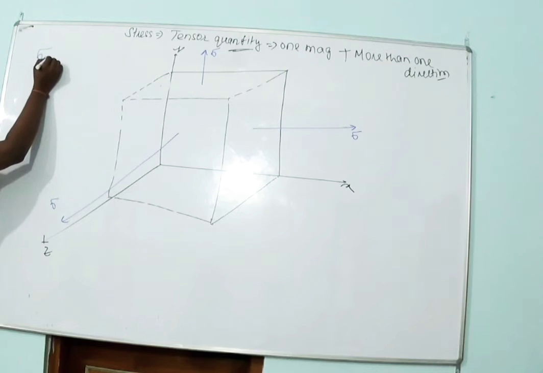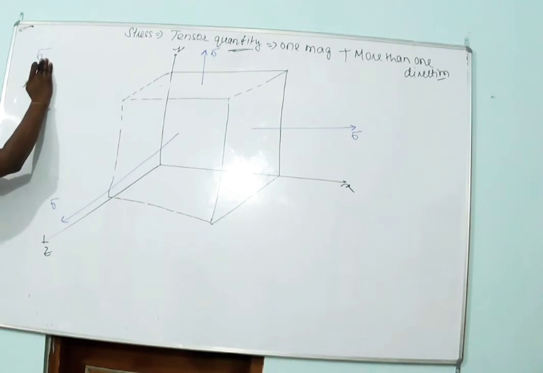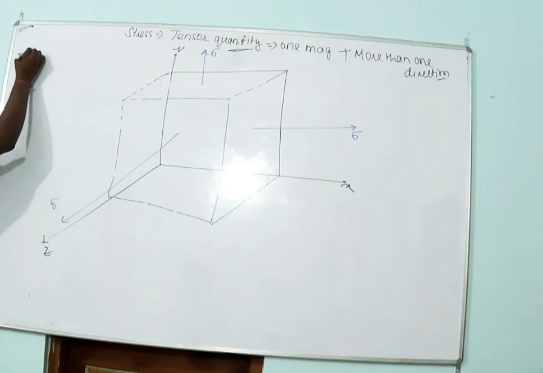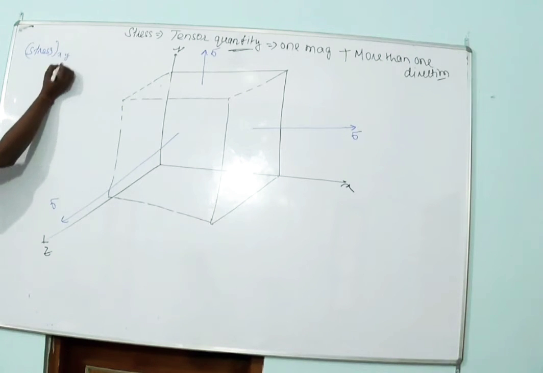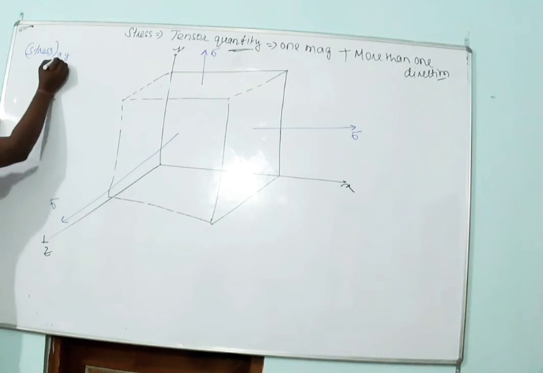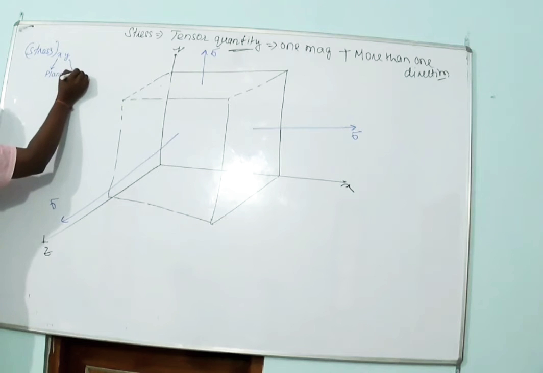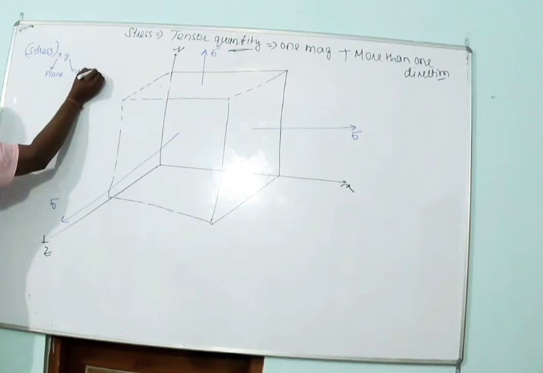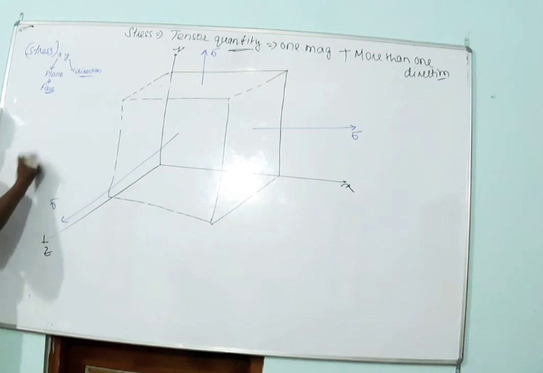Suppose this is x. What is the meaning of this x? Or basically we can say, stress represented by suffix x. I am taking xy. What is the meaning of this xy? It is the face or plane. This one is the direction. Plane, or we can say face. This one is the direction.